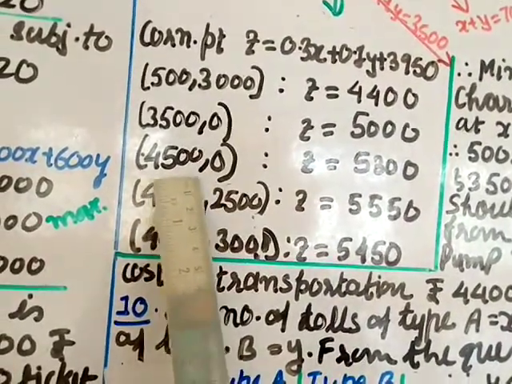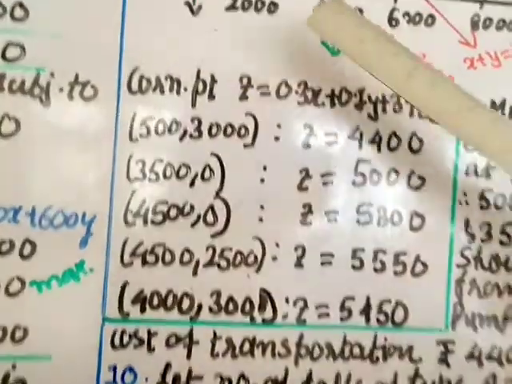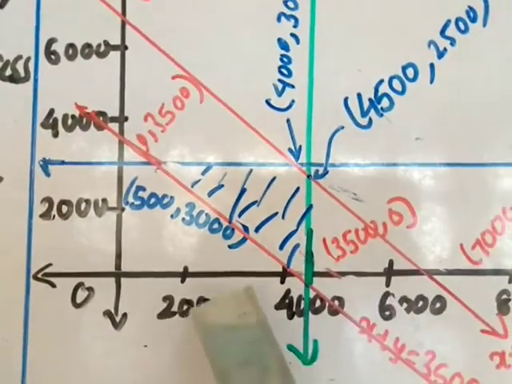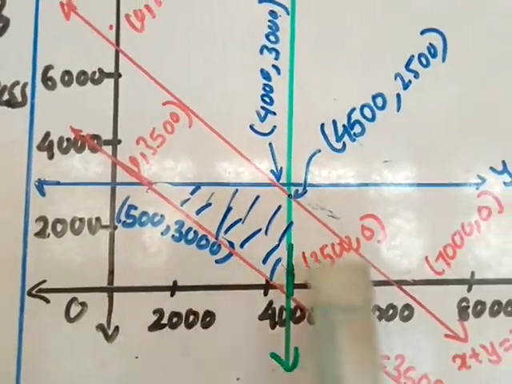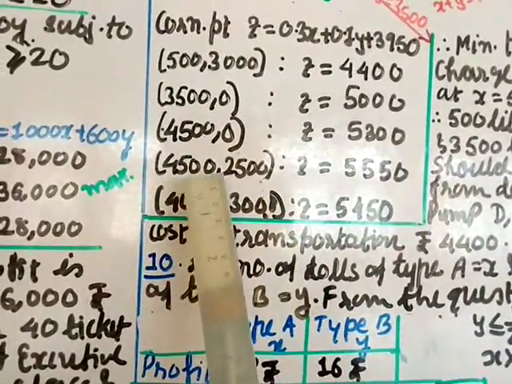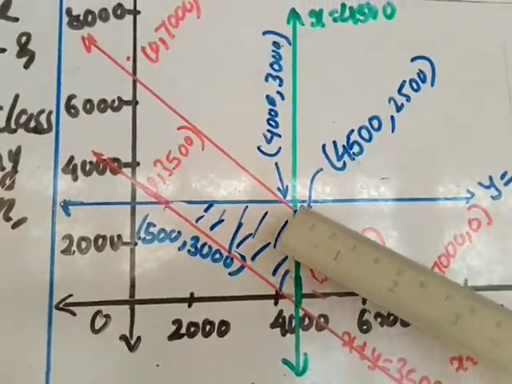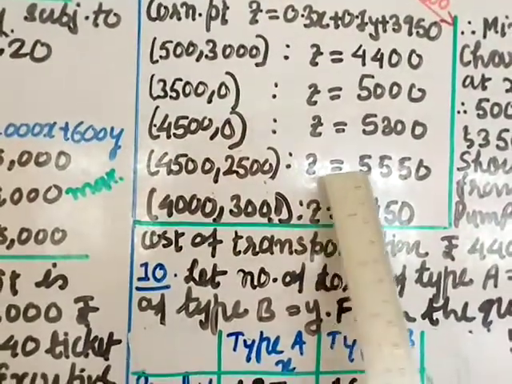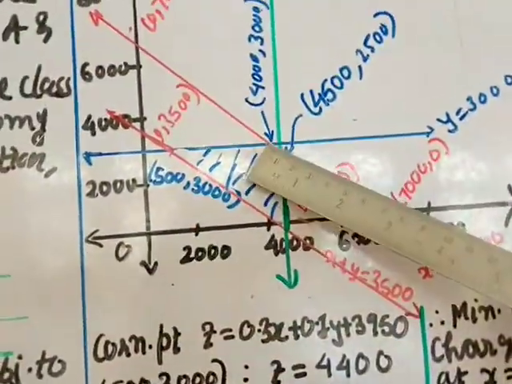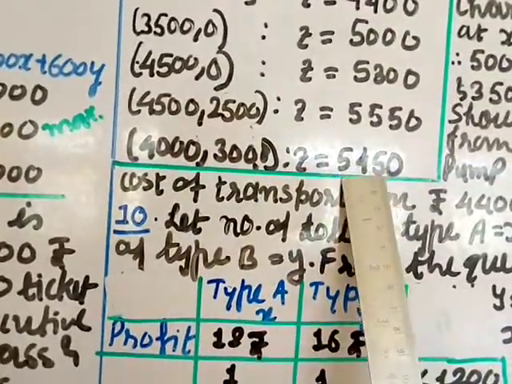Then next is 4500 and 0, that is here. One was on the red line, one was on the green line. They are very close here, so it's difficult to see, but when you take this, the value of Z is 5300. Then next is 4500 and 2500, somewhere here. When you put the values, the Z value is 4550. And the last one is 4000 and 3000. When you put it, the Z value is 5450.